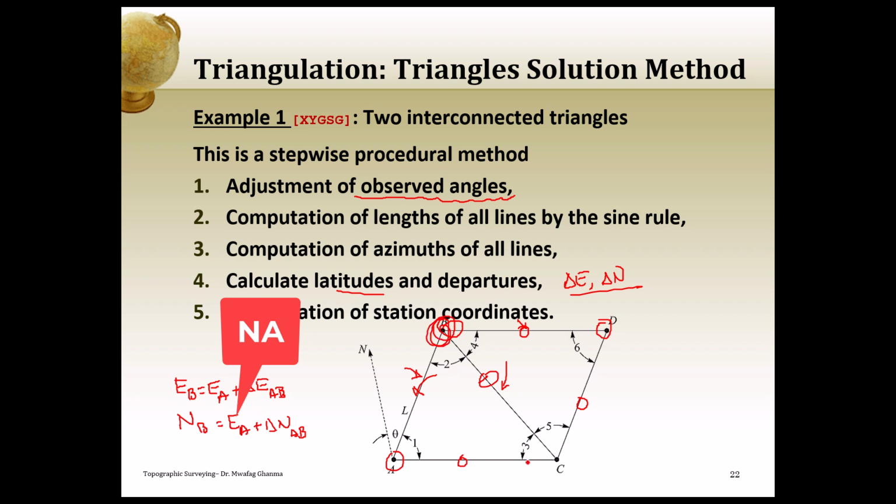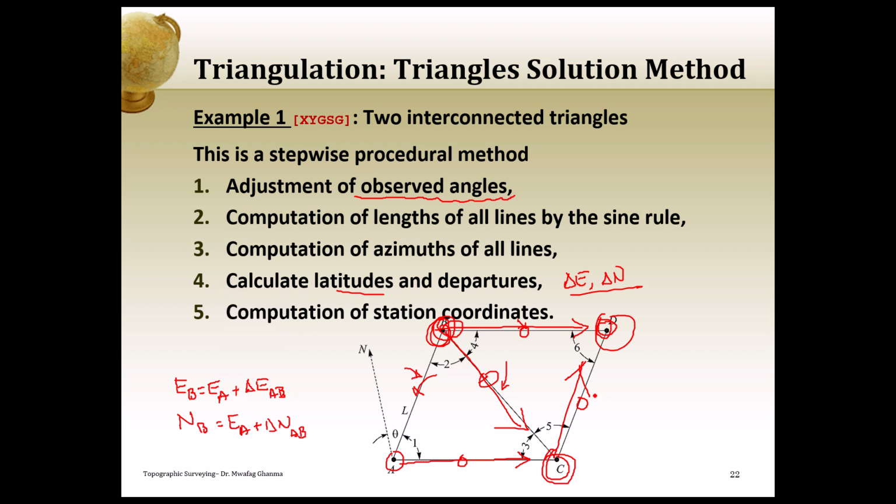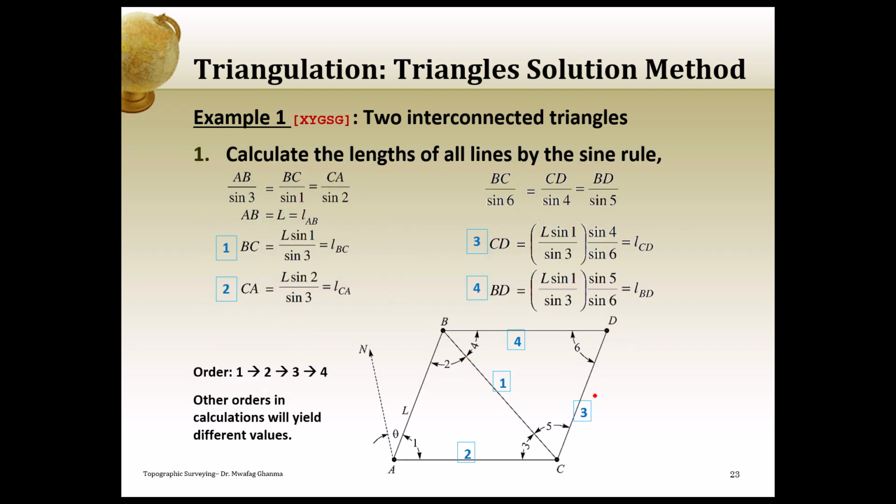When we calculate B, we can use it to calculate C or D. And this is what we are talking about when we have different answers from different routes. Point C can be calculated from B and also from A. They will not be the same, it's not always that they will be the same because of random errors. Or point D can be calculated from point B or from point C. This is what we mean by different routes, different answers. So the order of the solution is very important.